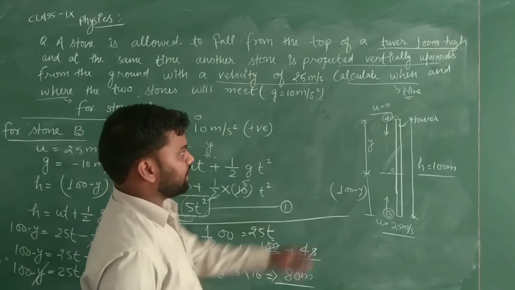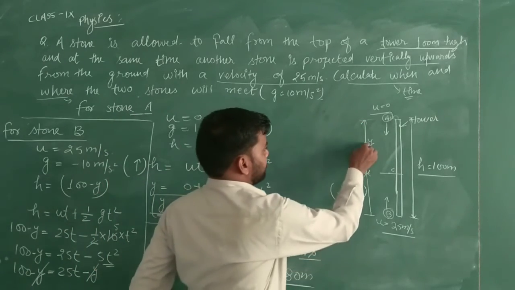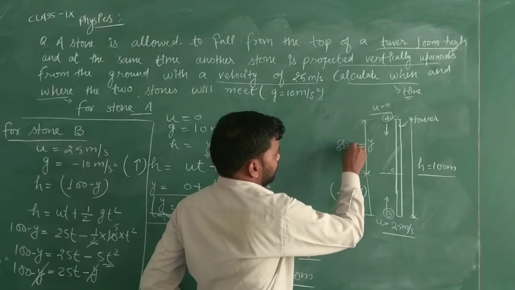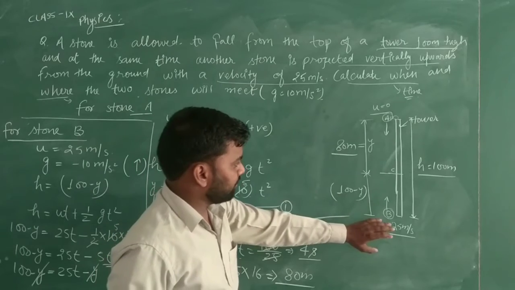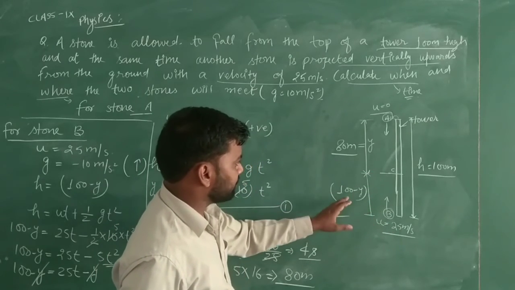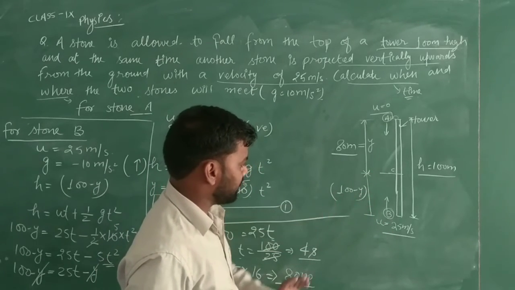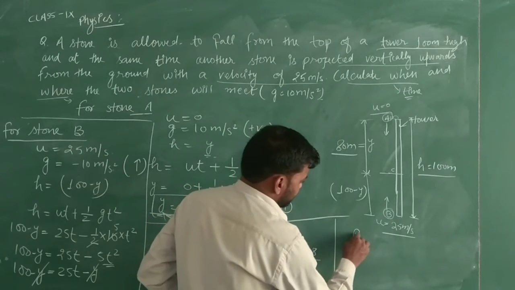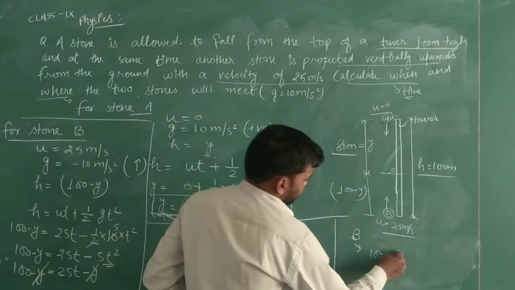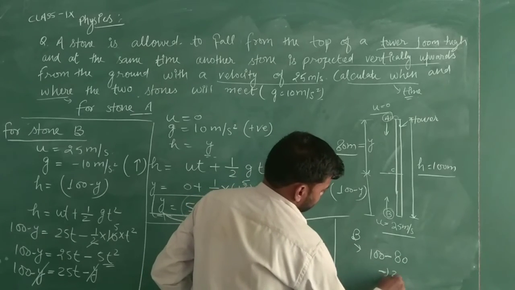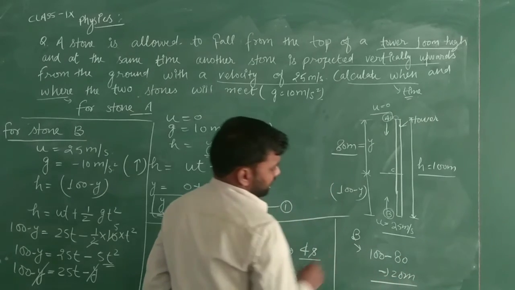Now we can see that object A is traveling the distance of 80 meter to come to point C, and object B is traveling what distance? We can subtract y from 100. So object B is traveling 100 minus 80 equal to 20 meter.